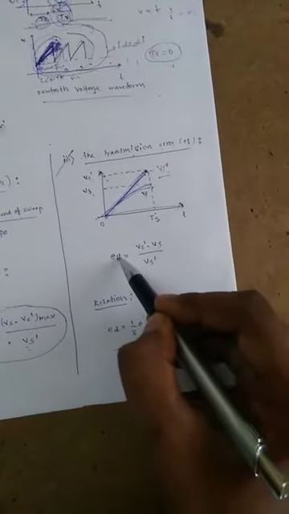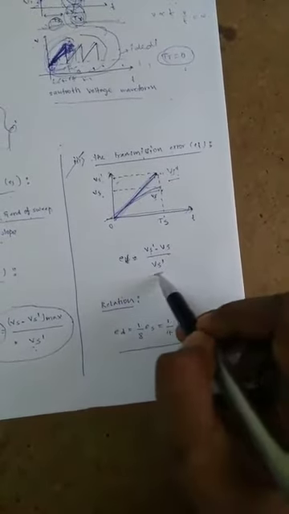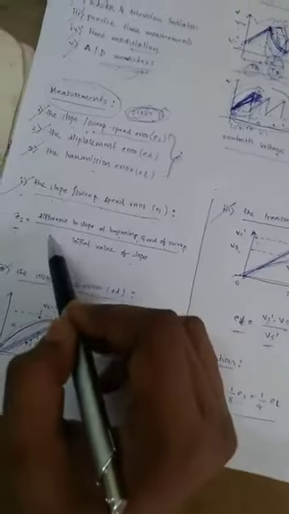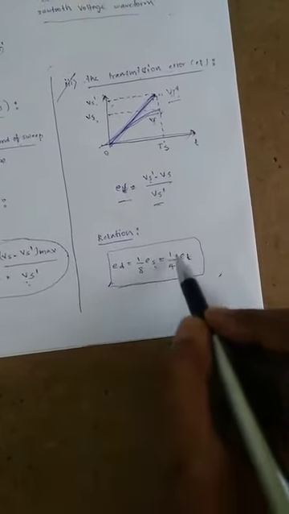Now the transmission error Et is defined as (Vs dash minus Vs) divided by Vs dash, and the relation connecting Et, Ed and Es is Ed equals 1/8 Es equals 1/4 Et.